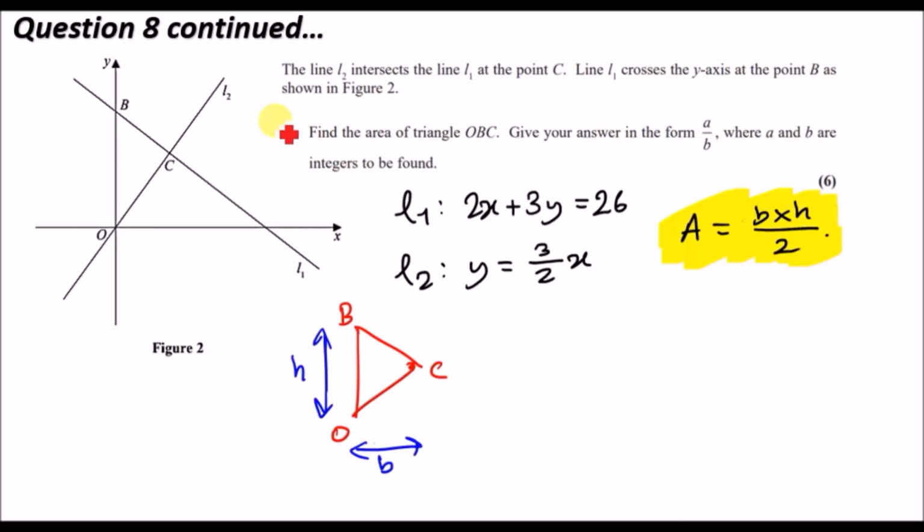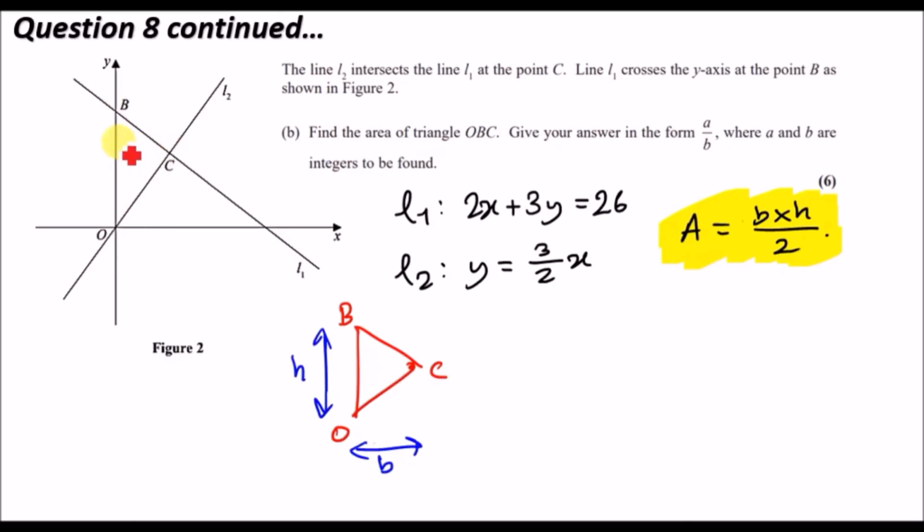Now let's look at the next bit here, 3b. For this one, it says that the line L2 intersects L1. Okay, we just did that. Okay, find the area of the triangle OBC. Give your answer in the form A over B, where A and B are integers to be found. Now, area of triangle OBC. So clearly, this is going to be from O to B to C. So we've got this little triangle here.